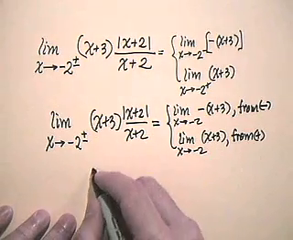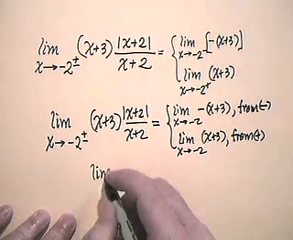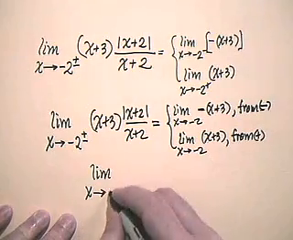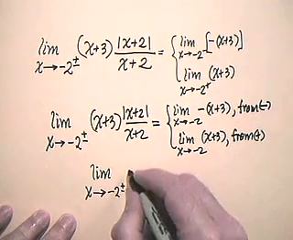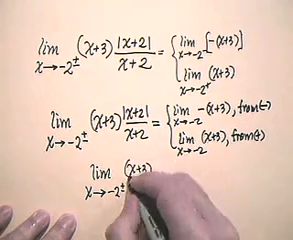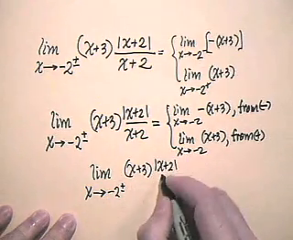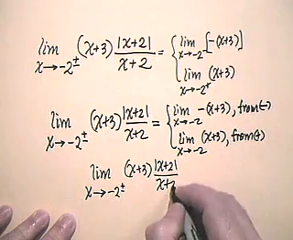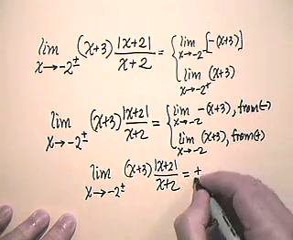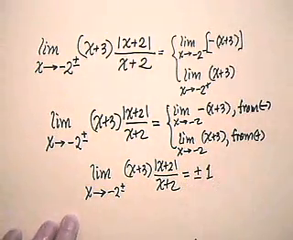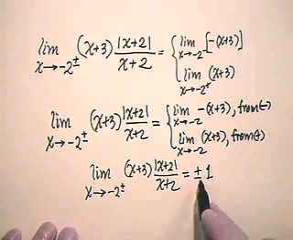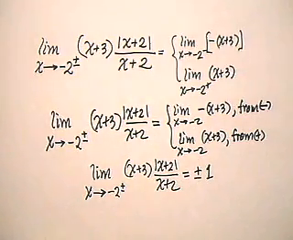And so we can summarize this by saying the limit as x approaches negative 2 from the right or left of the quantity x plus 3 times absolute value of x plus 2 divided by x plus 2 is plus or minus 1, with plus going with plus here and minus going with minus.